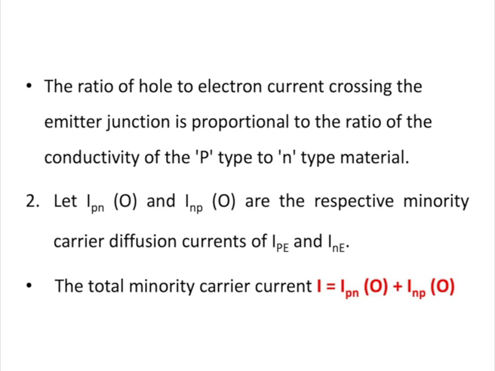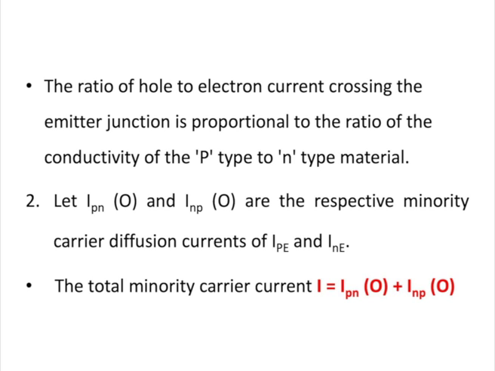As we discussed only about majority charge carriers in both the regions, we also have minority charge carriers. These minority charge carriers are represented with I of Pn. This I of Pn is across the emitter. Another we have I of Np. This I of Np represents the minority carriers across the collector.